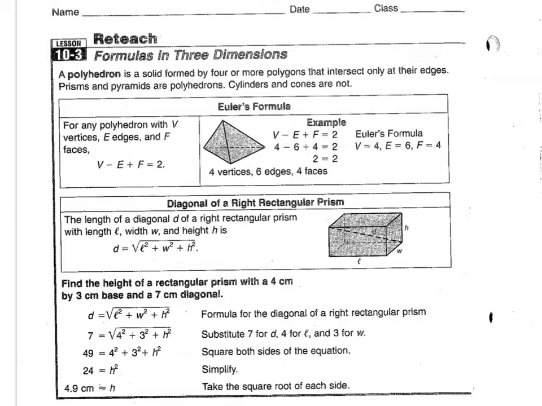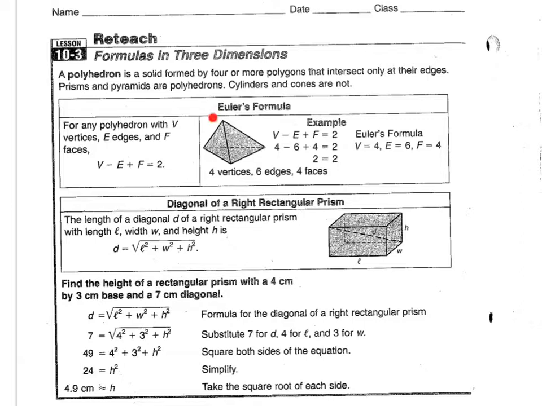Now, first of all, we need to know what a polyhedron is. A polyhedron is a solid formed by four or more polygons that intersect only at their edges. Prisms and pyramids are polyhedrons. Cylinders and cones are not polyhedrons. Poly means many, hedrons is sides.